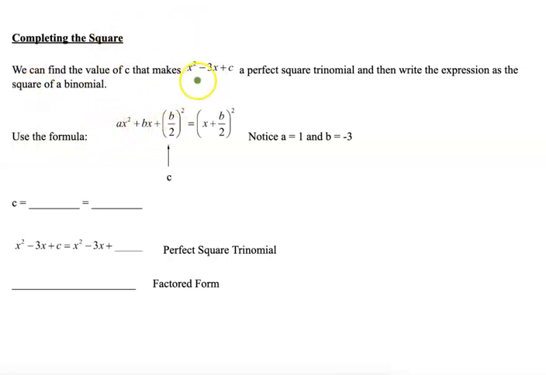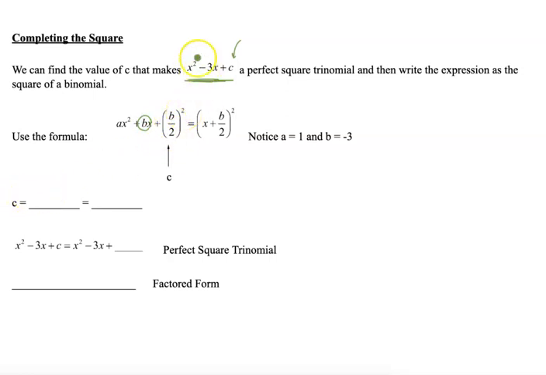What I'm trying to do, if I have a standard form, is find this value c that makes x squared minus 3x plus c a perfect square trinomial that factors into a square of a binomial. So in order to find that c value, I take my b value, the coefficient of x, I divide it by 2 and I square it.